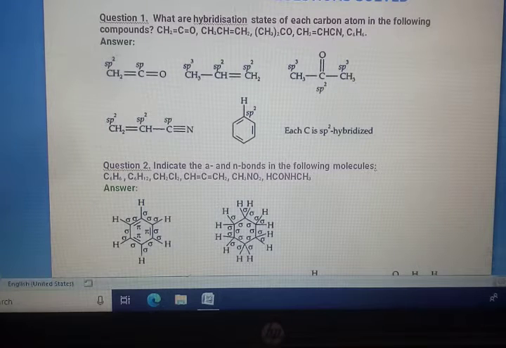Hello students, today we are going to discuss class 11 chemistry chapter number 12 NCERT exercise solution. So let's start with question number 1.